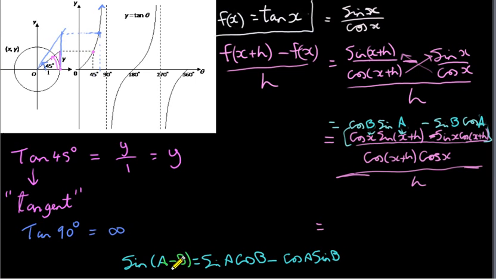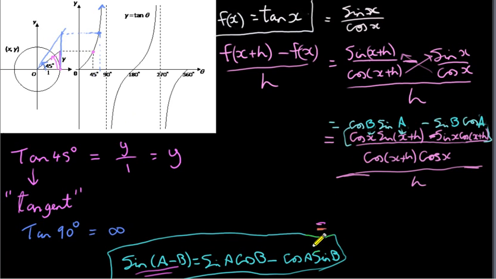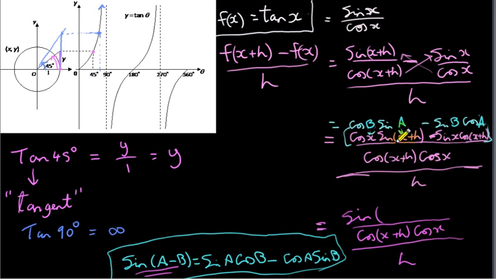That's all. So B would become A would become B, but the upshot would be exactly the same. So this is the identity that we have to apply. So this is what we get, sine of A minus B. So what's A and what's B? Well, A is x plus h, and minus B is x.